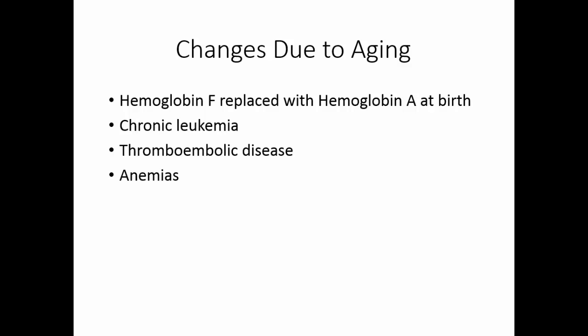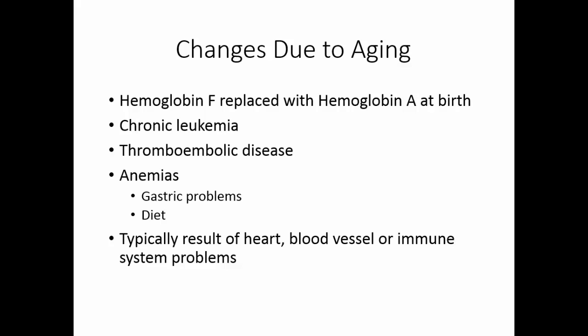Anemias may develop either because of gastric problems, the inability to produce intrinsic factor and therefore use B12, or dietary problems where you may not take in enough iron or B12 in your diet. Most problems with the circulatory system are the result of heart, blood vessel, or immune system problems, not problems with the blood.